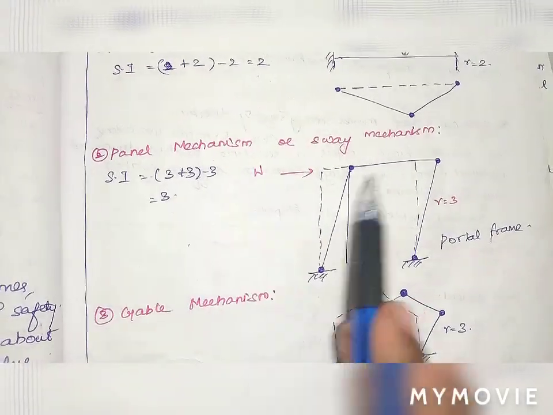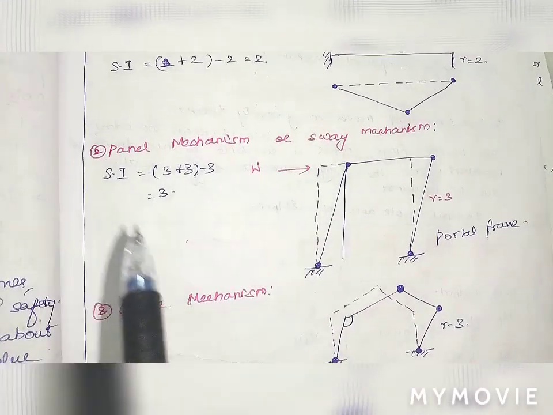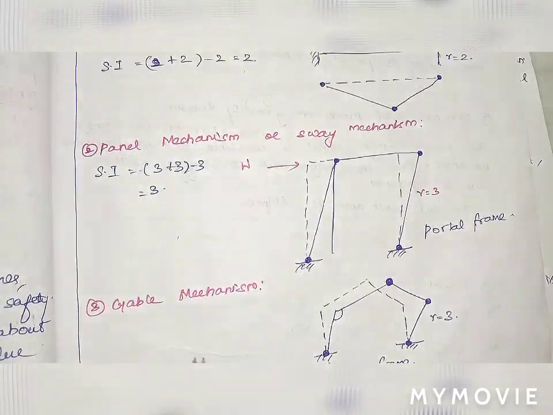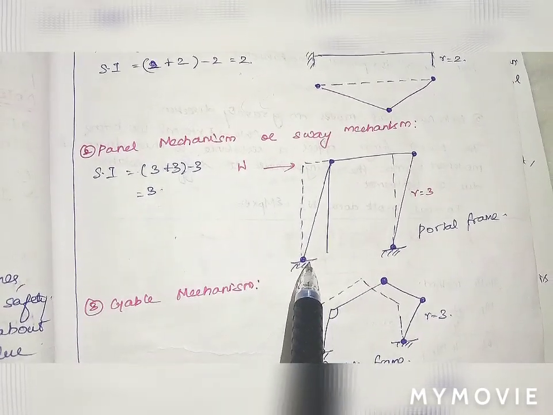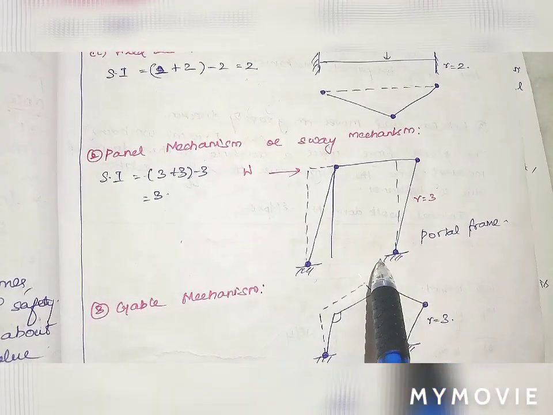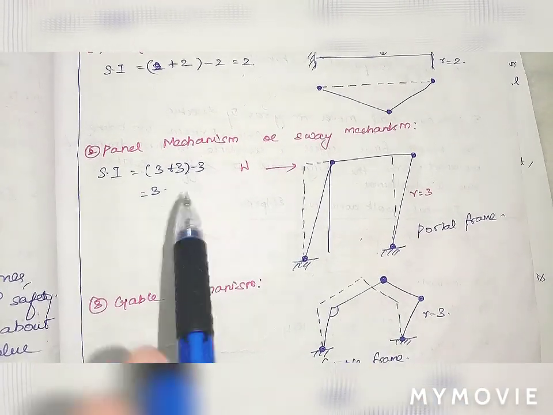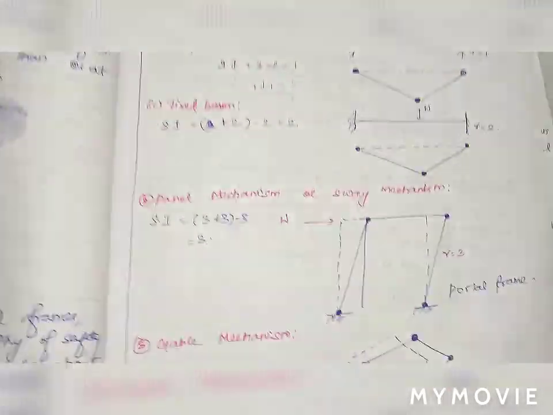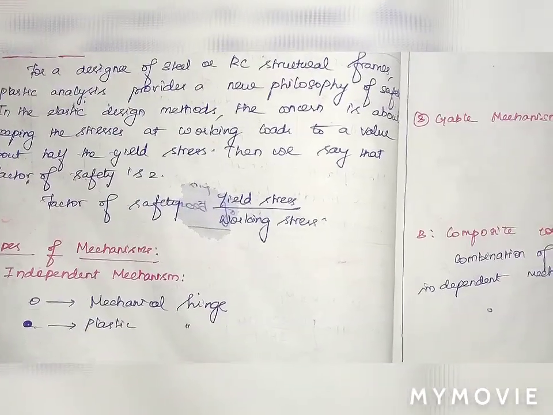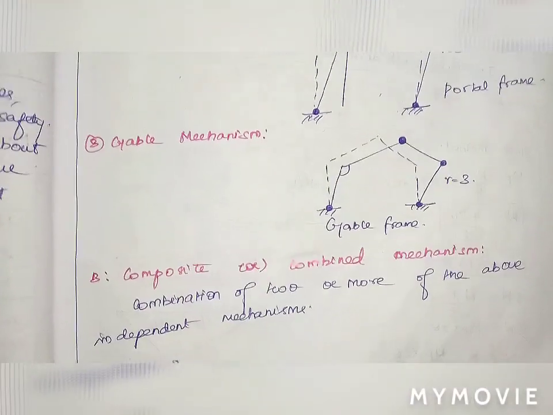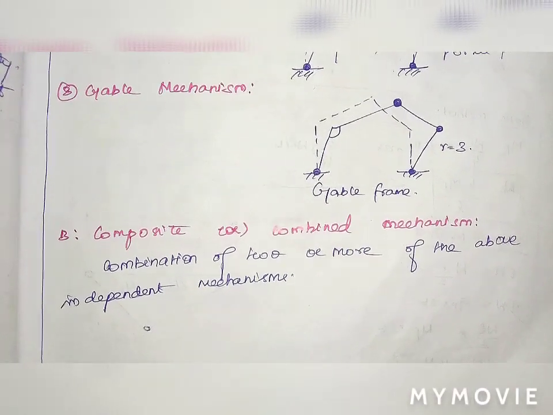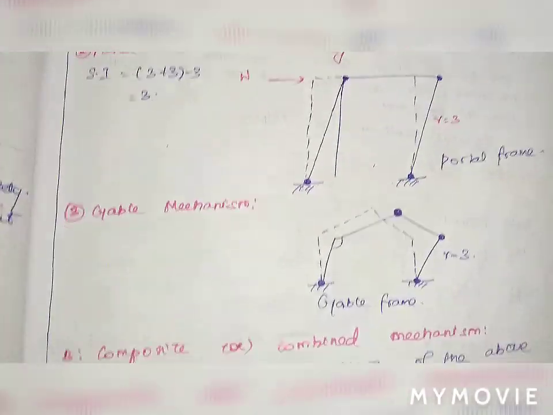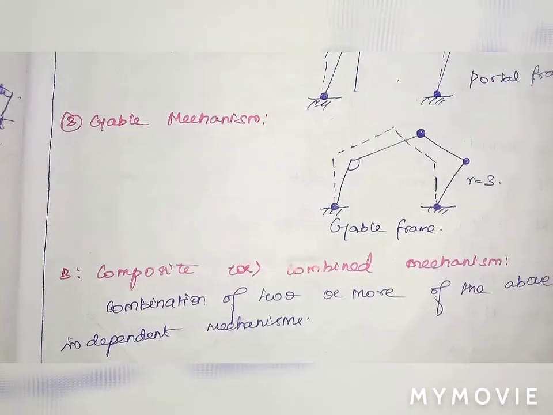So in panels or columns, we don't have any confusion. The plastic hinge will occur where the maximum bending moment will occur. Blindly we can put, wherever the maximum bending moment will occur, we can draw a plastic hinge there. Okay. So this is very easy. So next one is gable mechanism. So these are the types of mechanism which are found in structures. The next one is combined mechanism. Combined mechanism means one or two of the independent mechanisms combine to form the combined mechanism.